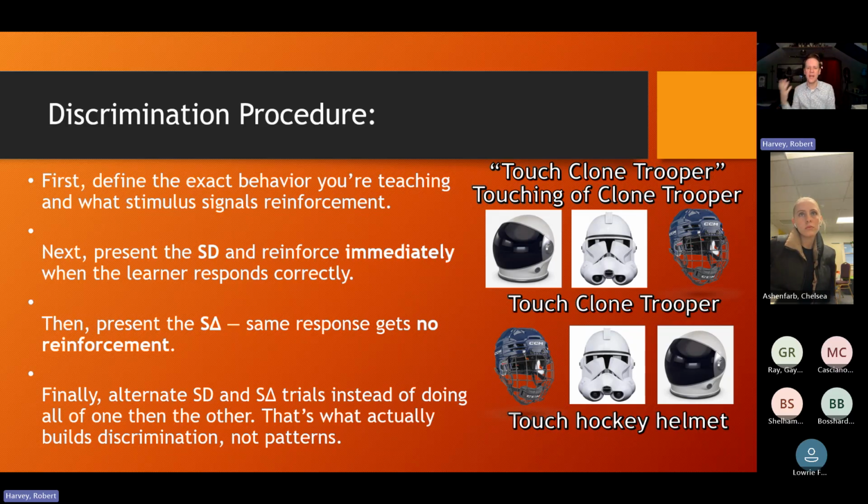And then you're alternating these things. You're not just doing a bunch of touch clone trooper, especially keeping it in the same position, and then doing a bunch of SDs. You're alternating them in between, because that's really what's going to build their strong discrimination, not patterns, because otherwise they might just memorize the pattern. And we don't want them memorizing a pattern. That's not really understanding what clone trooper is. That's just memorizing that pattern.